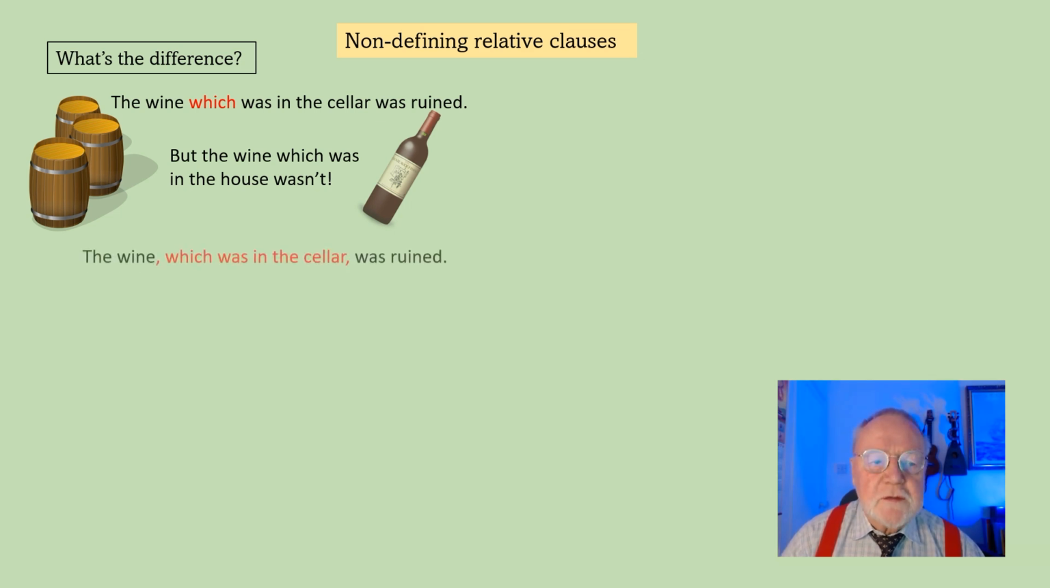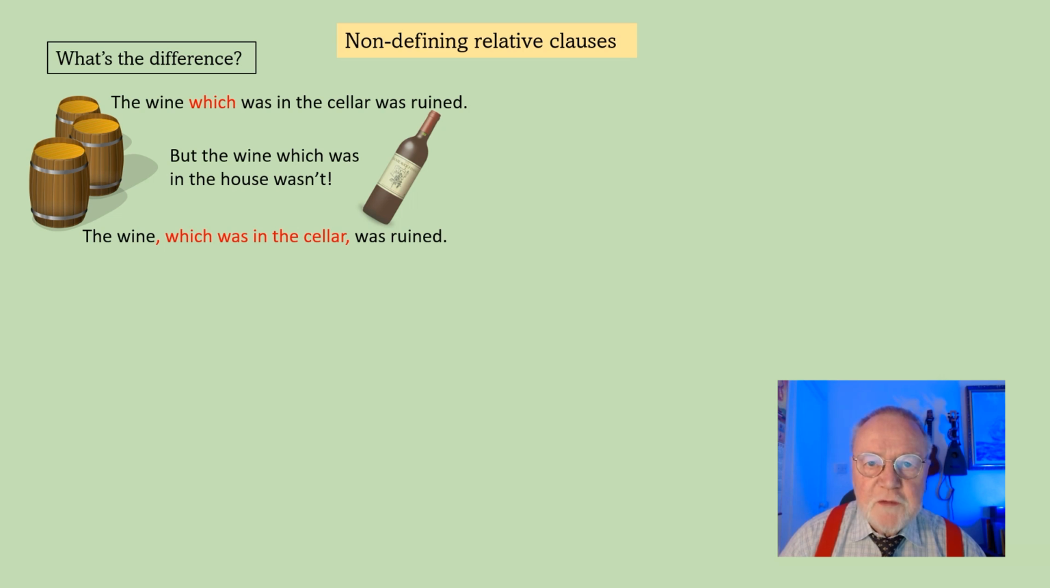But now look at this sentence. The wine which was in the cellar was ruined. Now you notice I say that in a different way because we have two commas, one at the beginning of the extra information clause and one at the end. The wine, which was in the cellar, was ruined. And notice another thing, I could take out which was in the cellar and I still would have a sentence which makes sense. The wine was ruined. So this is a non-defining relative clause. It means all of the wine was ruined.